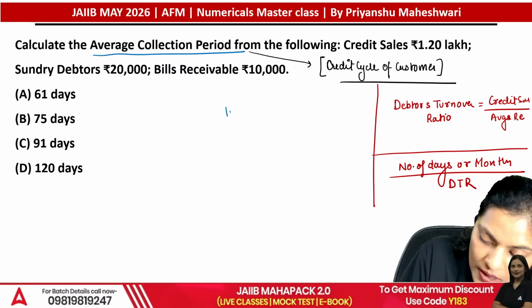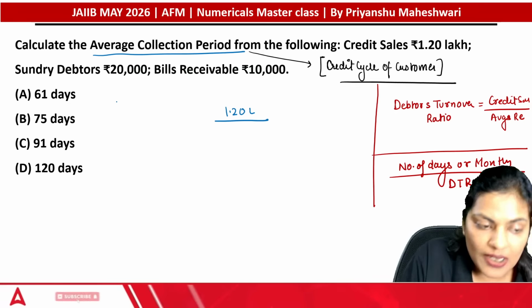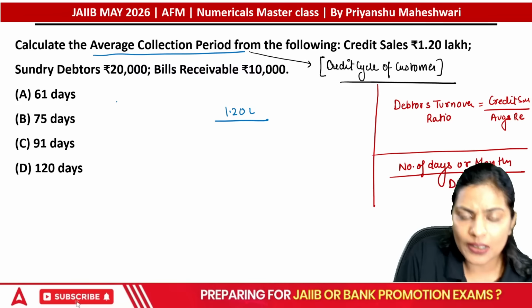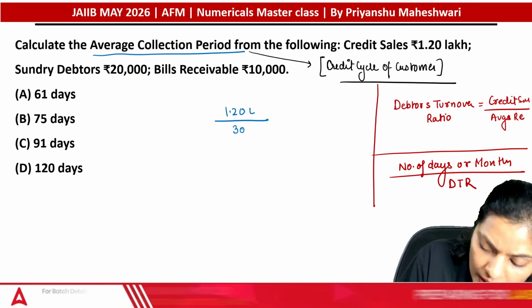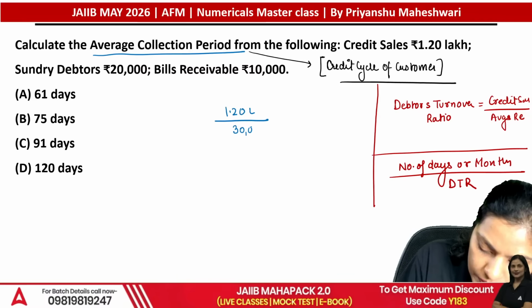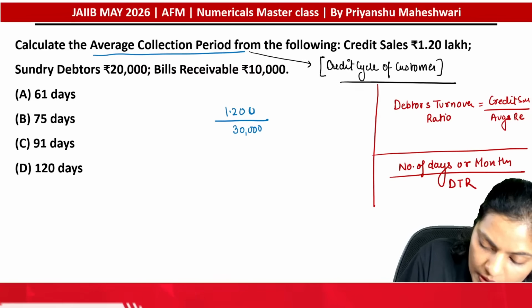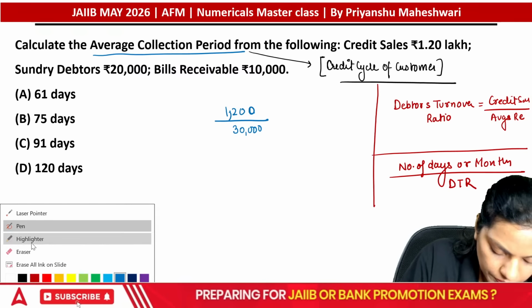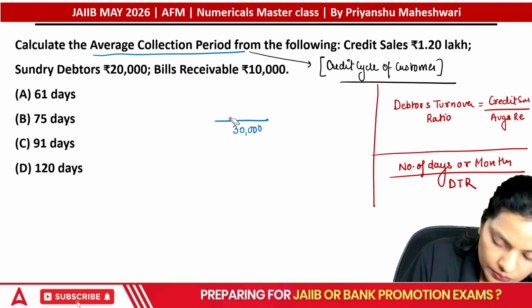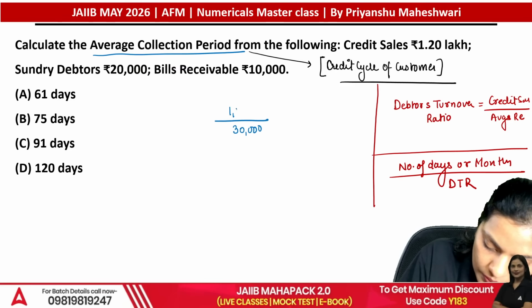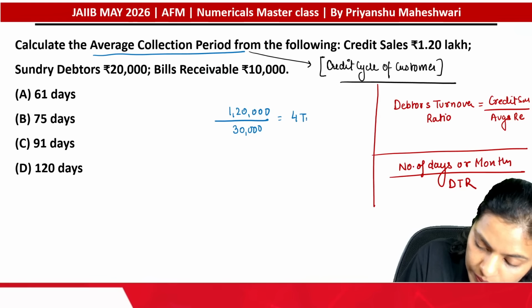Now, my credit sale is 1.2 lakh divided by, now see, there is no opening balance and closing balance. I'll take both of them, 30,000, correct. So, this will be 4 times, correct.